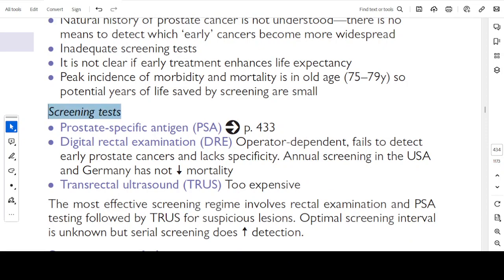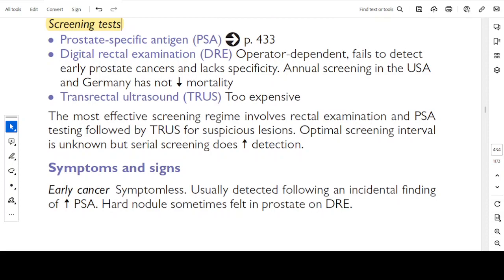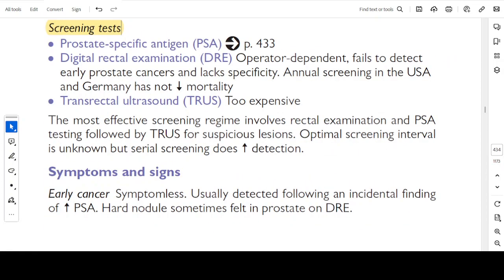Screening tests are PSA and digital rectal examination. DRE is operator dependent, fails to detect early prostate cancers and lacks specificity. Annual screening in the US and Germany has not reduced the mortality. Transrectal ultrasound is too expensive. The most effective screening regimen involves rectal examination and PSA testing followed by TRUS for suspicious lesions. The optimal screening interval is unknown, but serial screening does increase detection.